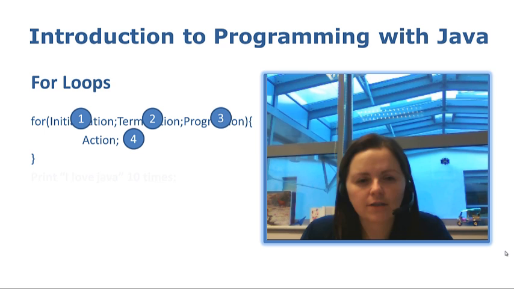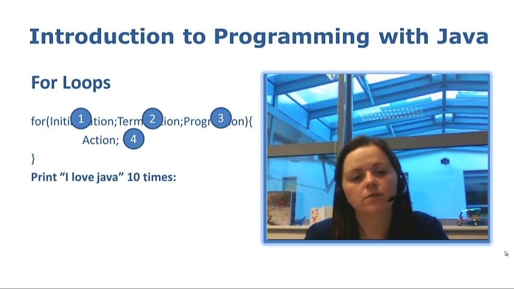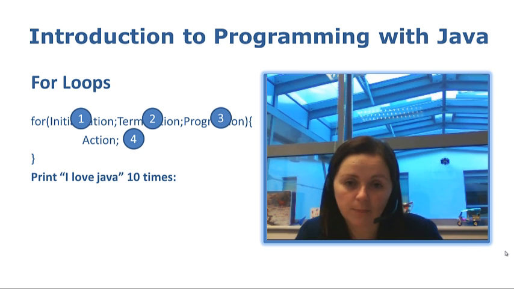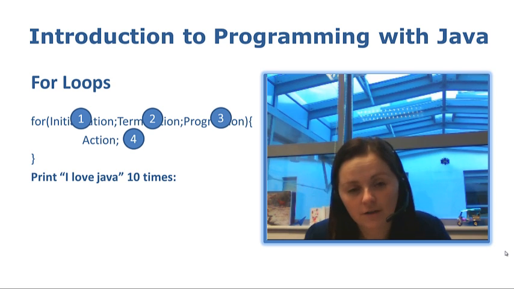So let's take a look at that with an actual example. Supposing we wanted to print "I love Java" 10 times. Now we know we could just do System.out.println("I love Java"), System.out.println("I love Java"), and we could just put that line of code in there 10 times, which is fine for 10, but if we were doing 100 it might be a little bit difficult. So let's take a look at how we might use a loop for that.